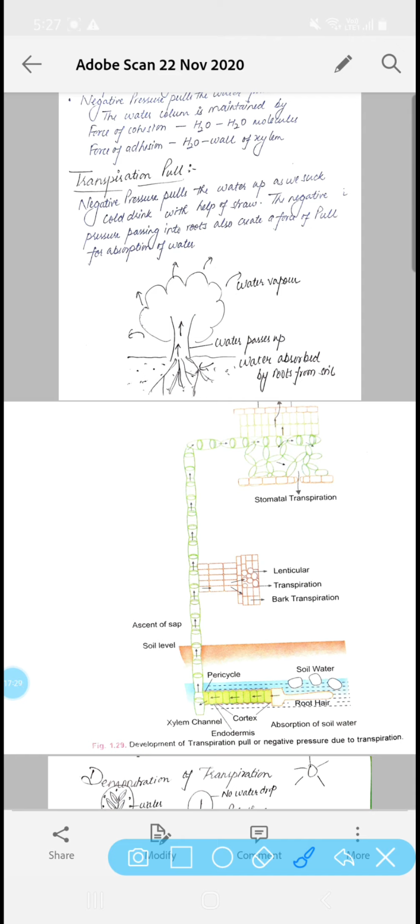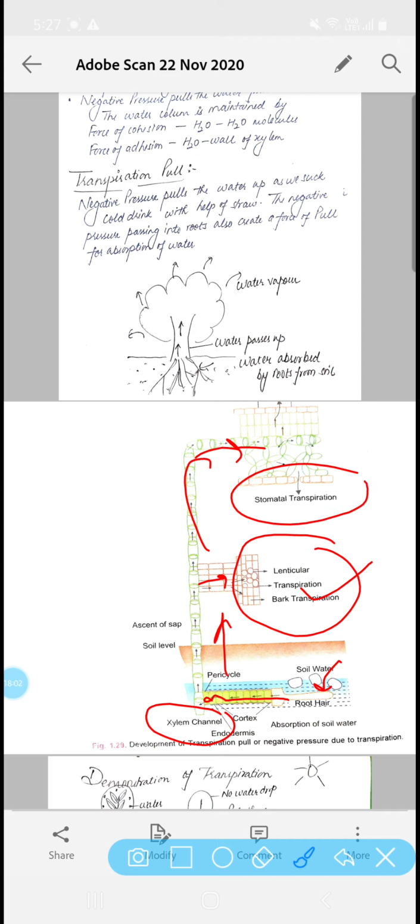Then the water column is maintained up to the leaves, where stomatal transpiration or cuticular transpiration takes place. The cuticle is the outermost covering of the leaf, a thick waxy coating. Stomata, you are all familiar with these stomata. We have already discussed them. They have two functions: first is exchange of gases and second is transpiration. This diagram depicts the development of transpirational pull, or negative pressure, due to transpiration.